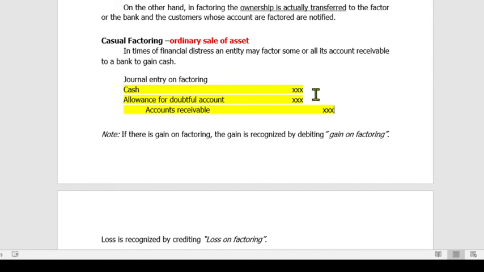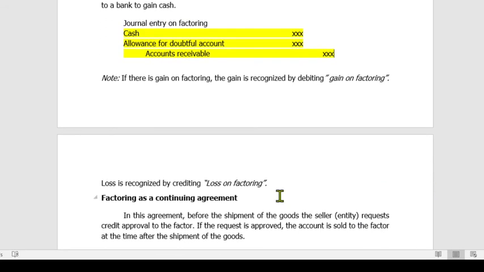So this journal entry assumes that the net proceeds and the book value are equal. So paano kapag mayroong difference between the carrying amount and the proceeds of the loan of the factoring? Magre-recognize ka lang ng gain or loss on factoring. So kapag may loss, edi i-debit mo loss on factoring. Kapag may gain, you credit gain on factoring. So yun ang ginagamit na account title, loss on factoring and gain on factoring.